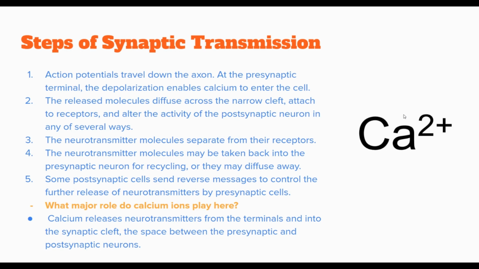3. The neurotransmitter molecules separate from their receptors. Step 4. The neurotransmitter molecules may be taken back into the presynaptic neuron for recycling, or they may diffuse away. 5. Some postsynaptic cells send reverse messages to control the further release of neurotransmitter by presynaptic cells.